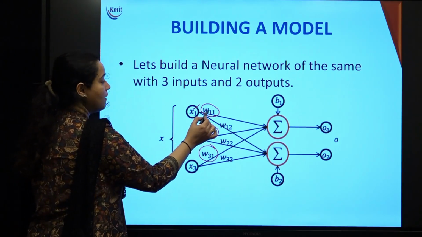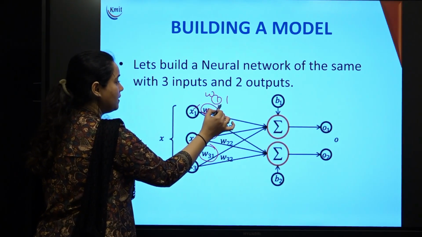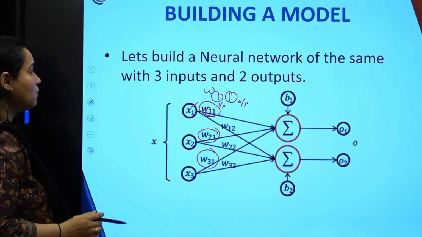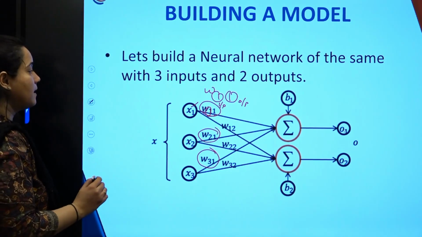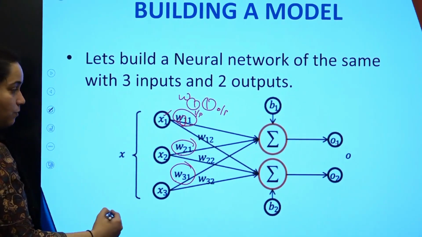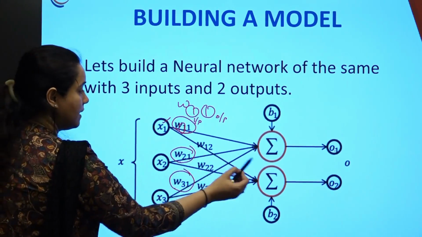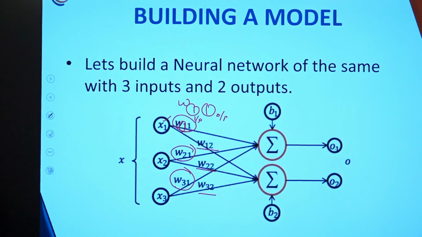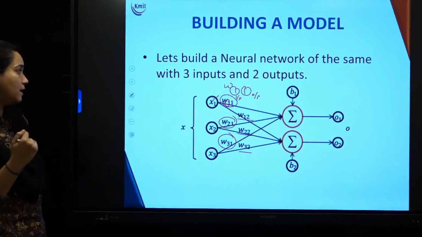When I write W11 here, the first index represents the input and the second represents where it is going as an output. So, here I have two outputs and three inputs. Here I am getting weights as W11, W21, W31 corresponding to the first output. In a similar way, for the second output, you will have W12, W22 and W32. So, in this model, you try to justify the dimensions that I told you.